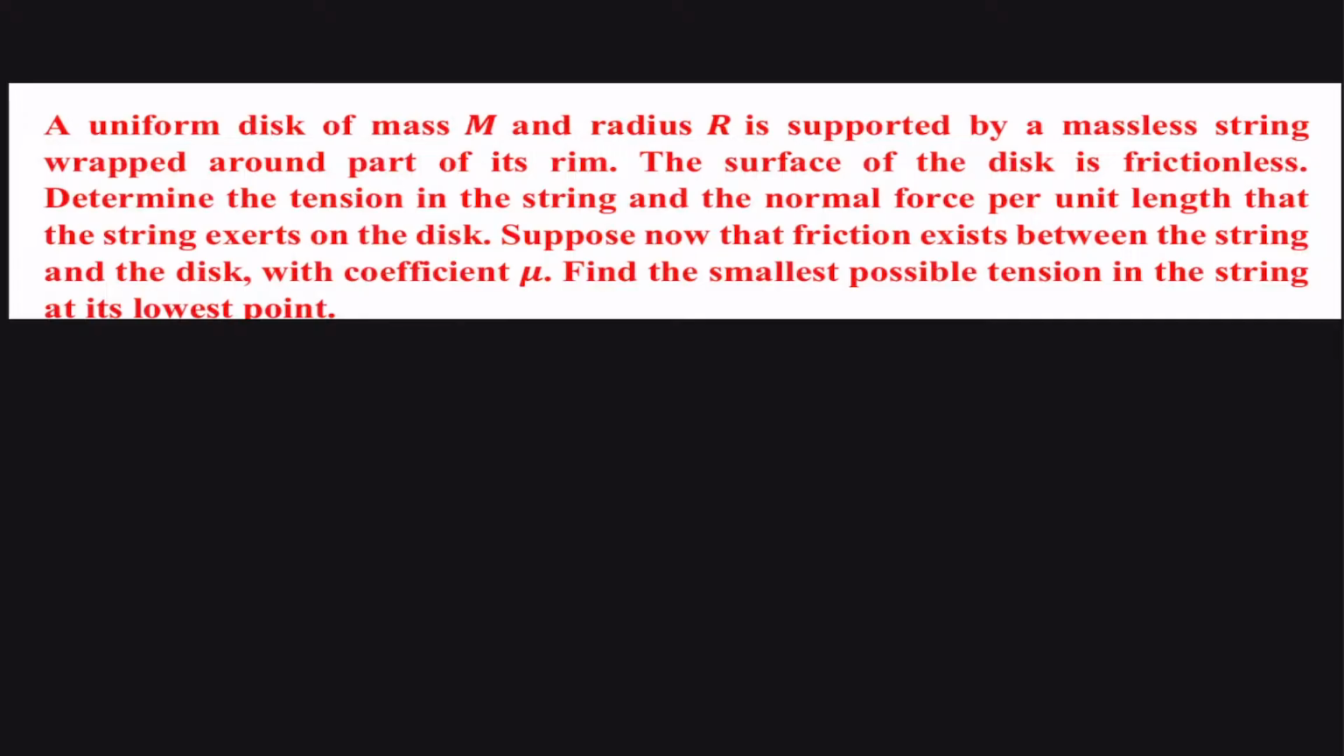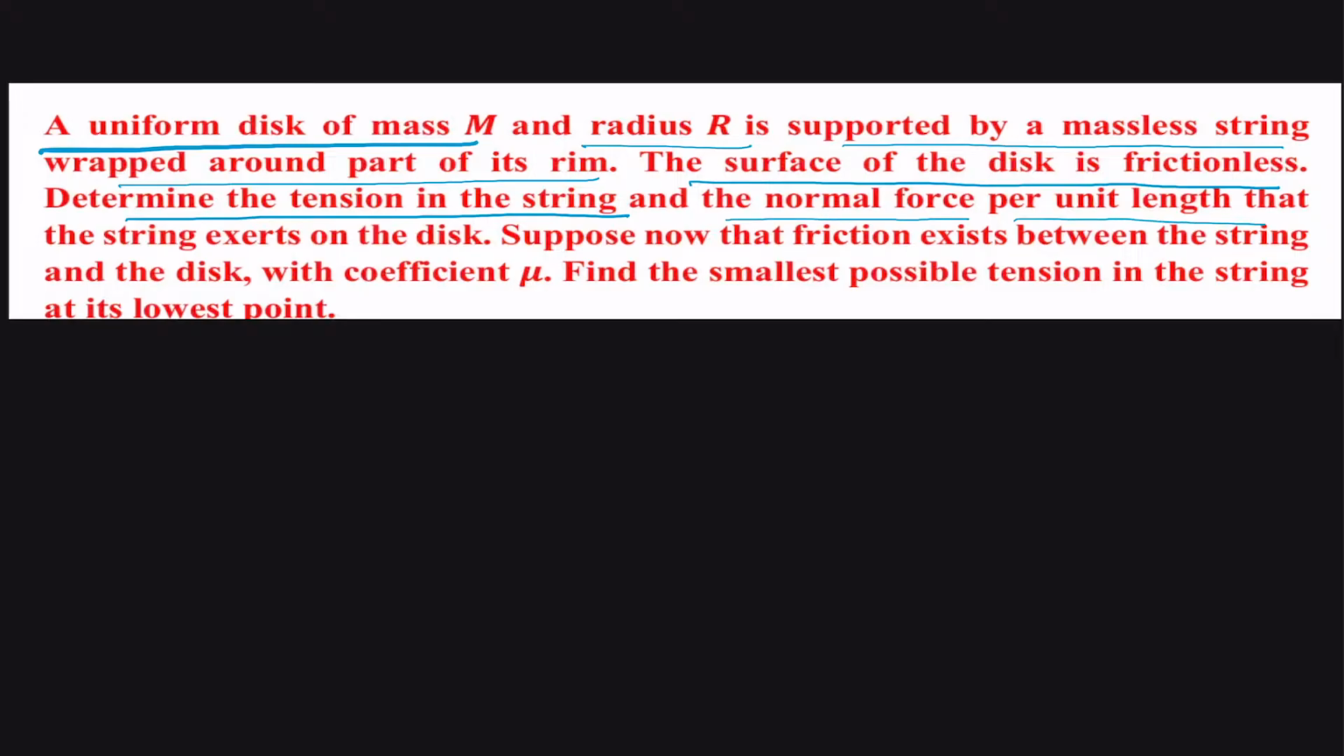given that a uniform disk of mass m, radius r, is supported by a massless string wrapped around a part of its rim. The surface of the disk is frictionless. Determine the tension in the string and the normal force per unit length that the string exerts on the disk. Suppose now the friction exists between the string and the disk. The coefficient is mu. Find the smallest possible tension in the string at its lowest point.